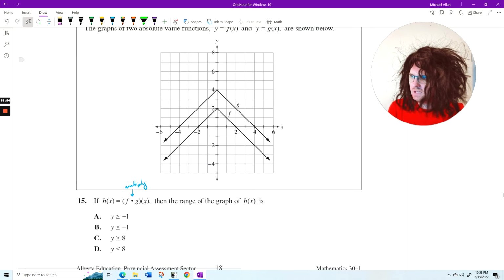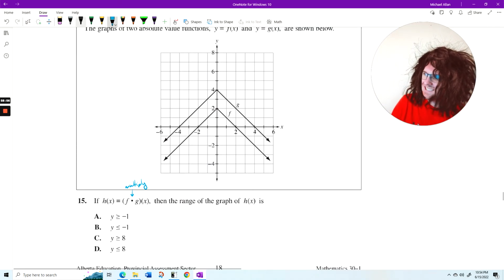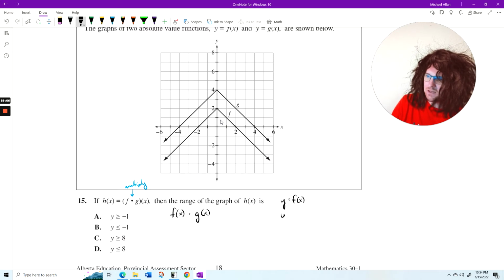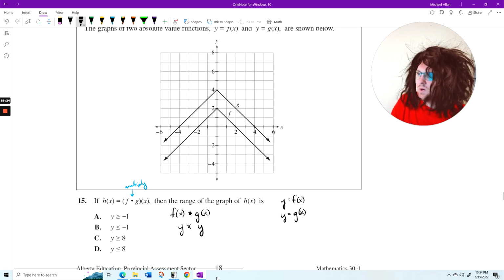Now, let's go here. So I'm just going to multiply. Remember what this is. It is f of x times g of x. Remember, f of x is defined as y is equal to f of x, and g of x is y is equal to g of x. So it's really the y values times the y values. I'll put dots here, but then put across here. Y times the y. The x's don't change. I'm just multiplying the y values. So we take the two y values here. I'm just going to pick a different color. So 2 times 4, that gives me an 8.